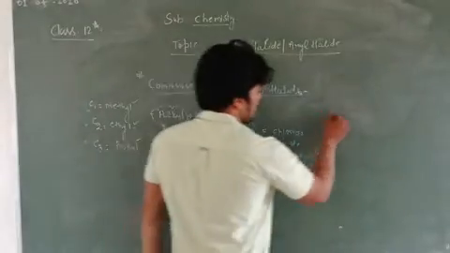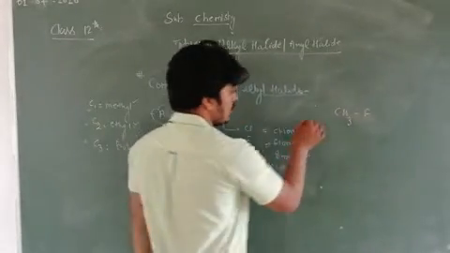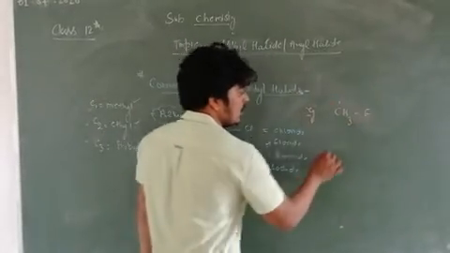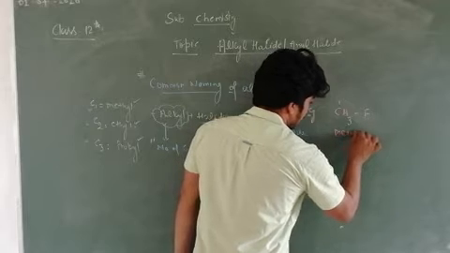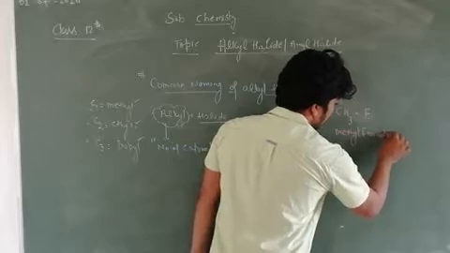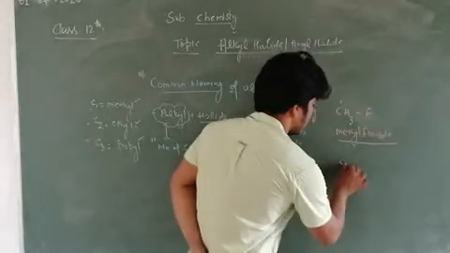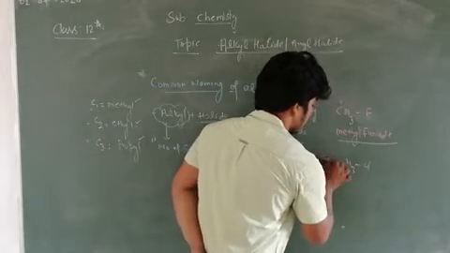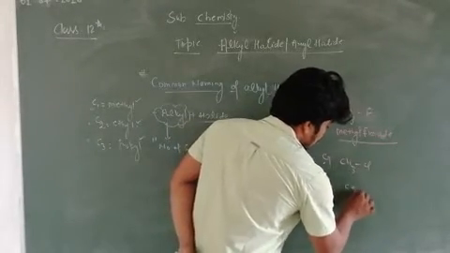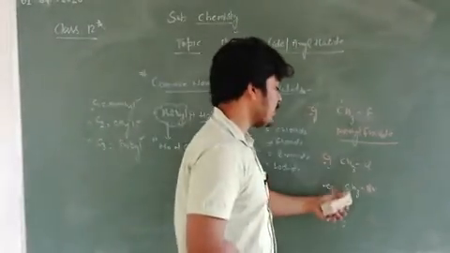Suppose there is CH3F. For example, it is CH3F. Then there is only one carbon atom, so it is methyl. It is methyl fluoride. If this is CH3Cl, this is methyl chloride. If this is CH3Br, then it is methyl bromide.